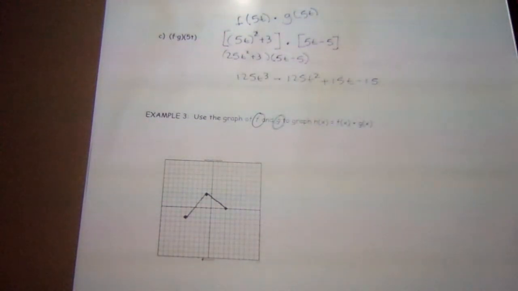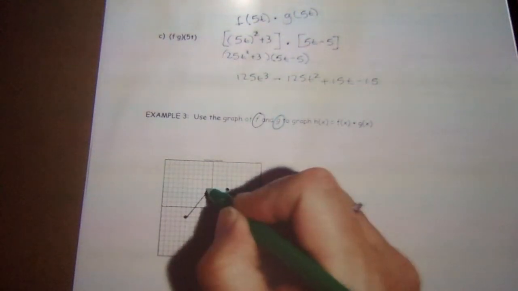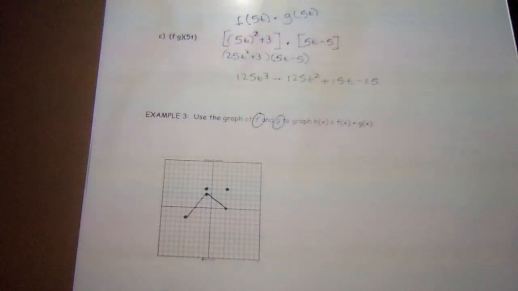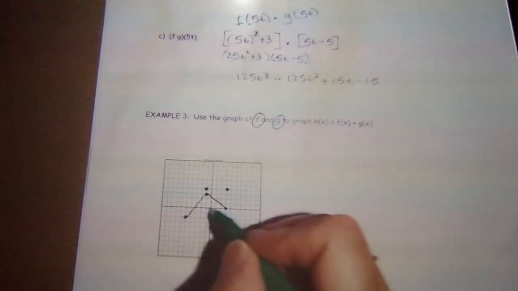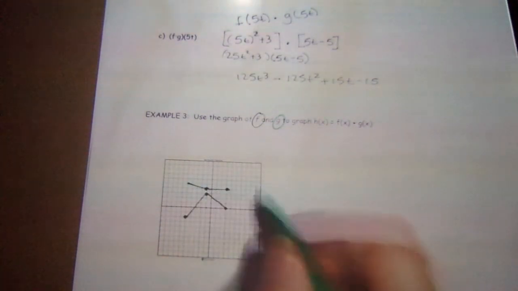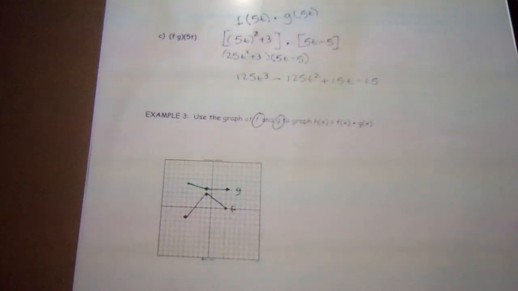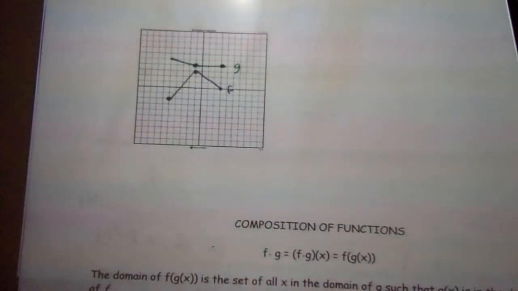Do g in green. So 3, 4. Negative 1, 4. Negative 5, 5. So given a graph, how do I add them?